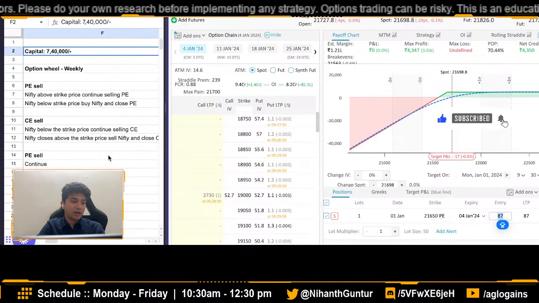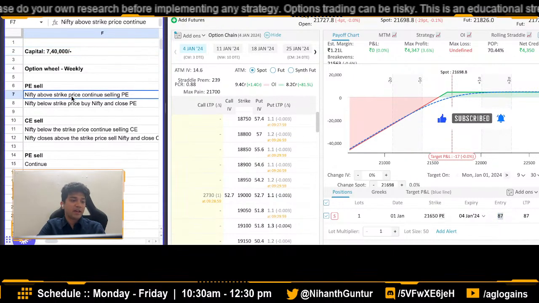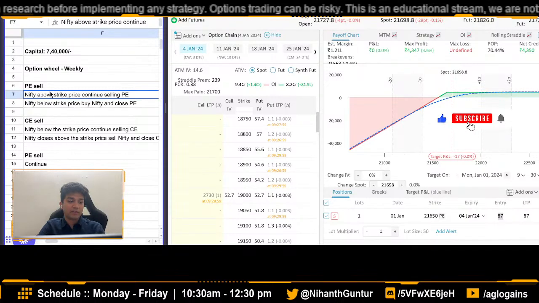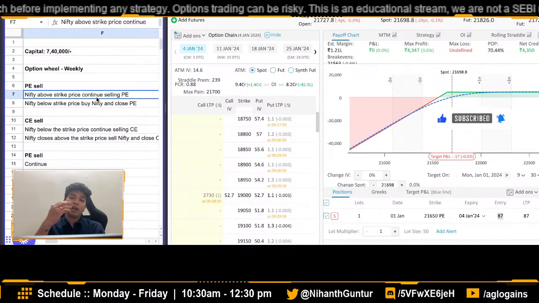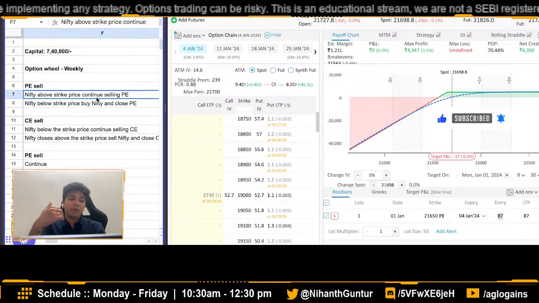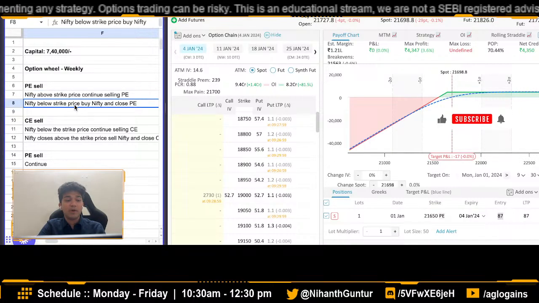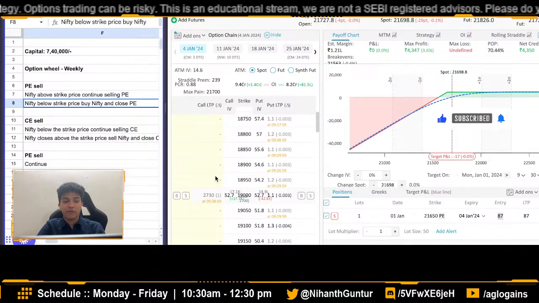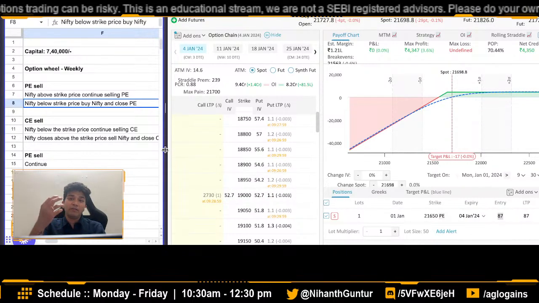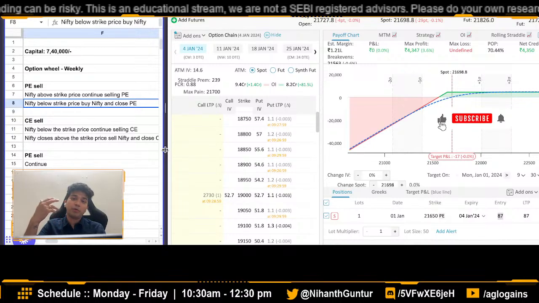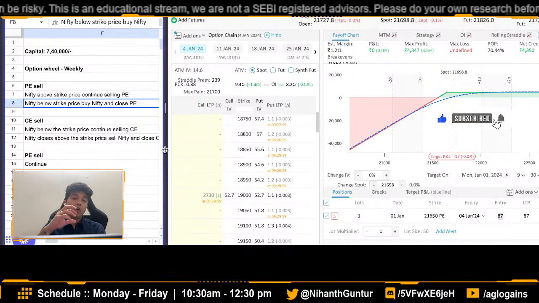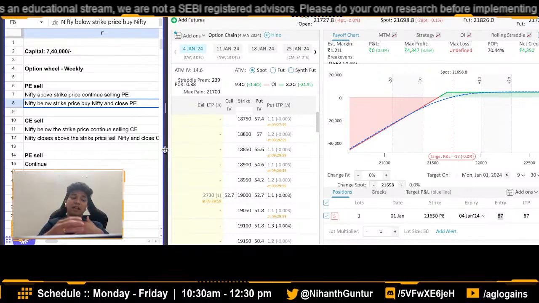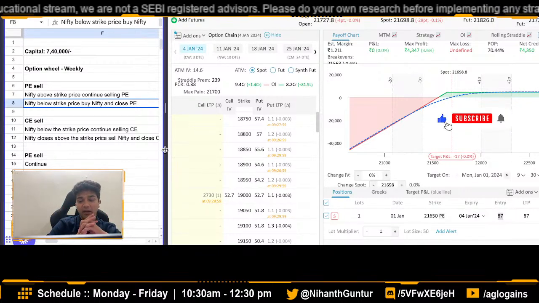And before we get there, I'll talk about what to do next. By the end of the expiry, if the current Nifty price is above the strike price, then you continue selling the put options. But if at expiry the Nifty is below the strike price, right? Your strike price here is 21,650, then you will buy Nifty Bees and close the put option. And now your cash will be used up to buy Nifty Bees, all right? And then we will see what is the next leg of the week. So this is the idea.